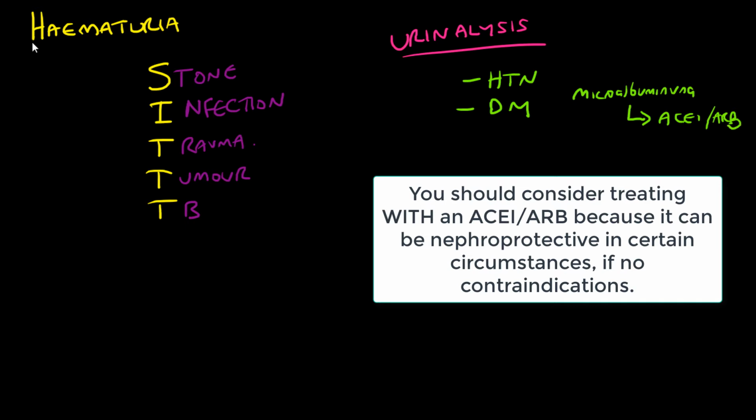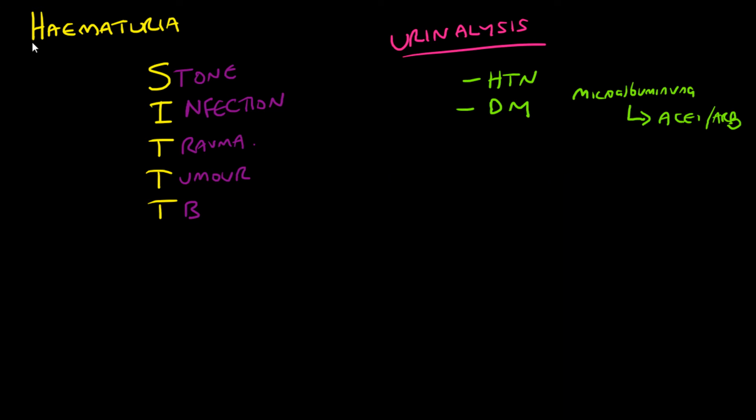Urinalysis will show things like hypertension and DM via microalbuminuria, which can also be present if the patient's on an ACE inhibitor or an angiotensin receptor blocker. Another indolent cause of microalbuminuria is if you're working on your feet all day, running around, doing a very hefty job. You get increased protein in the urine.